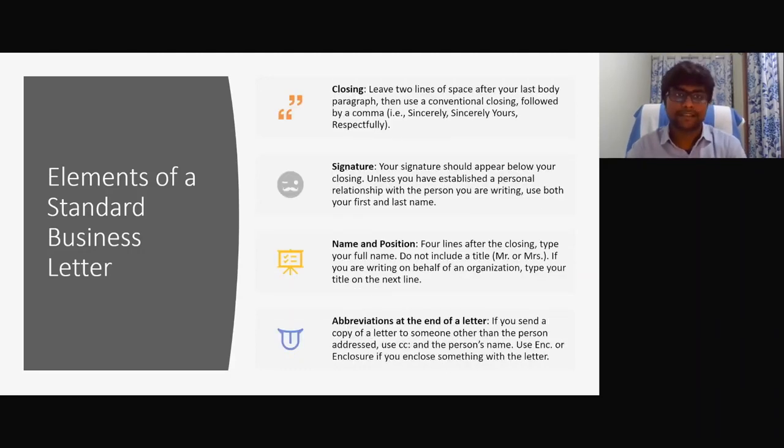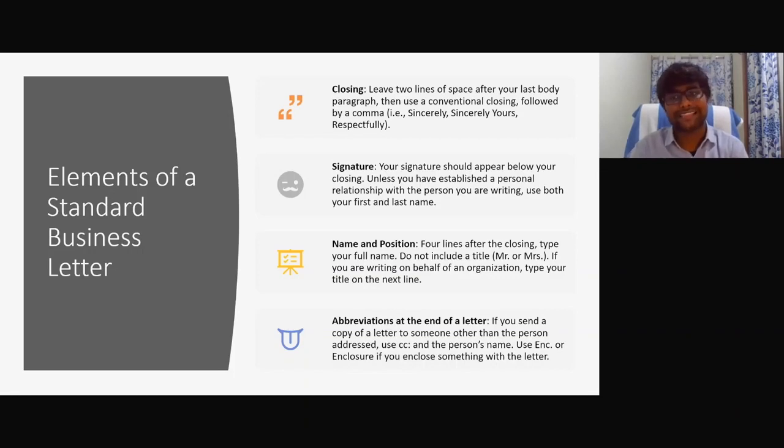Now next, after the body of the letter comes the closing, where we will leave two lines of space after the last paragraph and write a conventional closing followed by a comma, such as sincerely, yours obediently or yours respectfully. And the next comes the signature.